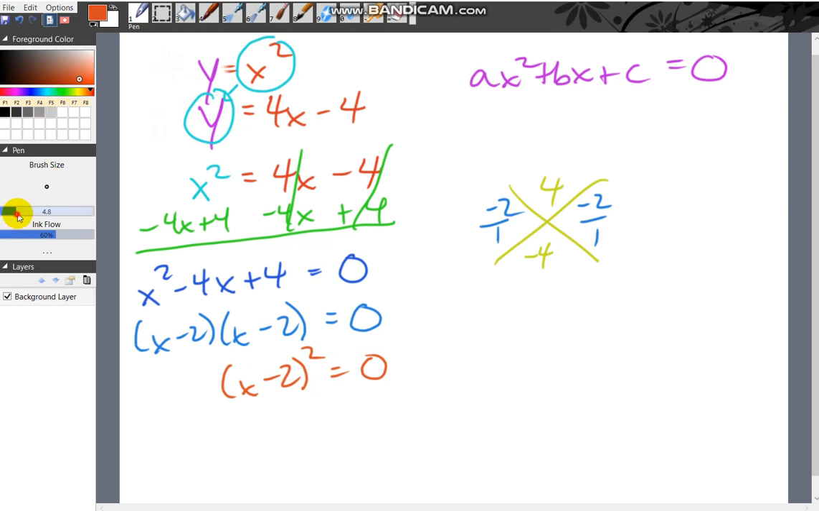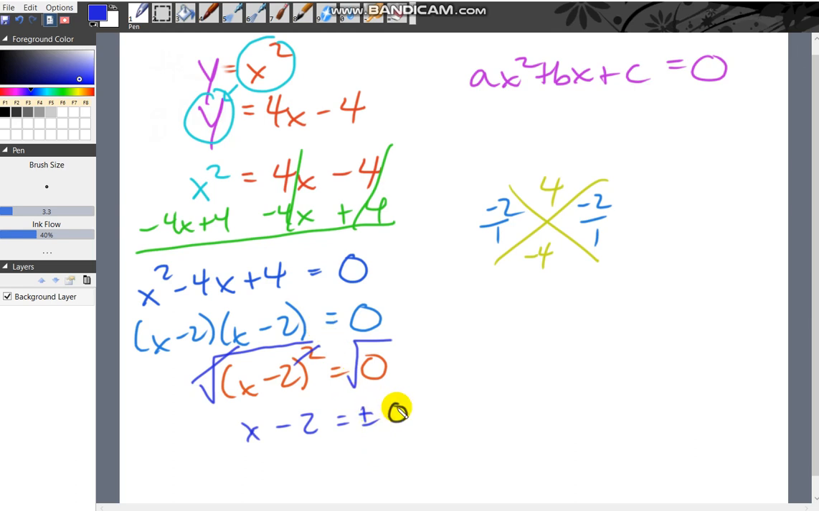Next, what we can do is take the square root of both sides because we want to get rid of the square. So in order to get rid of the square, we take a square root. The square root cancels with the square. So x minus 2 equals, well, the square root of 0 is 0, so we're adding plus or minus 0.